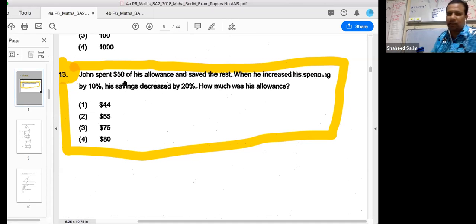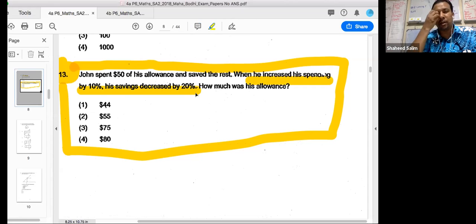If you come across such a question in your exam and you feel confused by it, don't do this question. Move on to the rest first. Come back when you have enough time to think through it. So he mentioned an increase in spending by 10%. When he increases spending by 10%, his saving will go down by 20%. You must understand this part first.